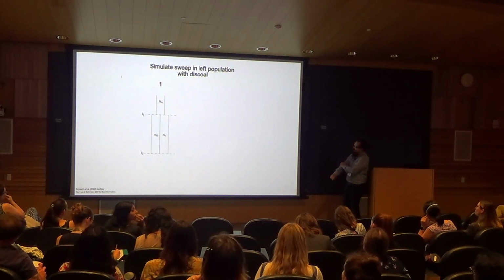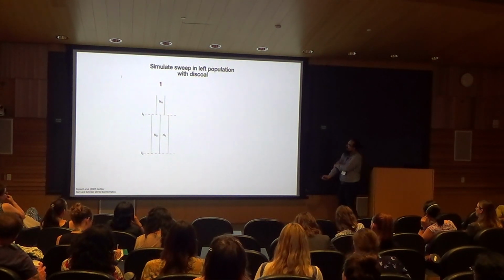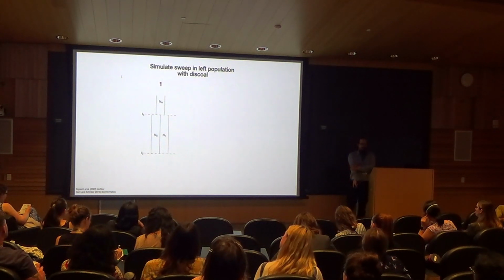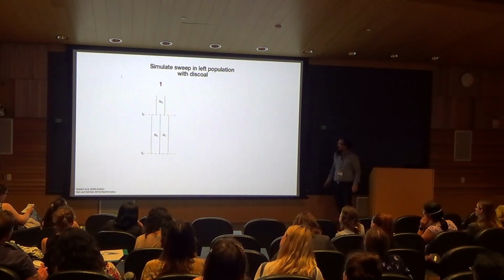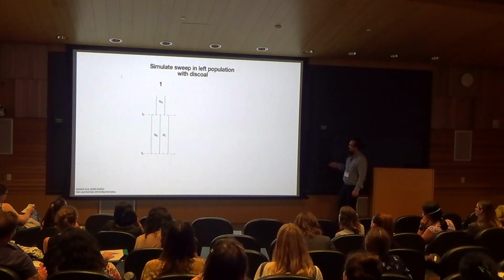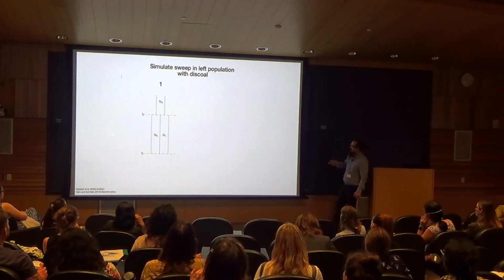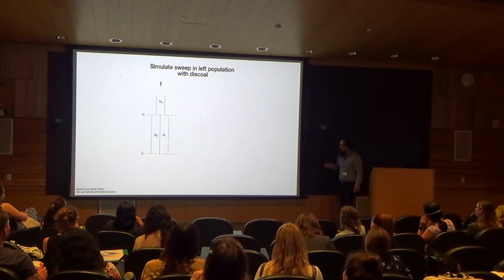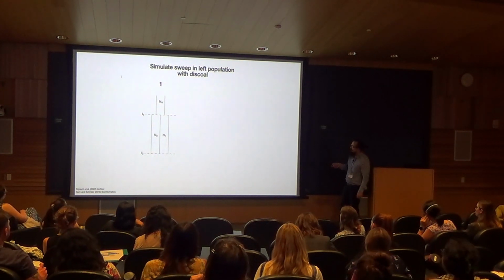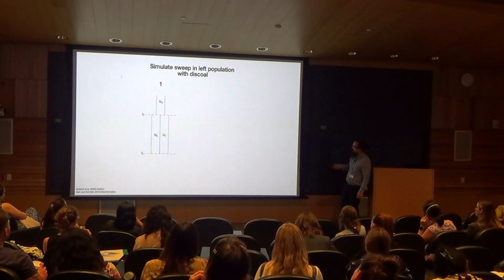To evaluate this reformulation, I'm going to simulate some sweeps with DisCol. DisCol is a coalescent simulator, and it's currently the only one I can find that will let me do this efficiently in a two-population context.